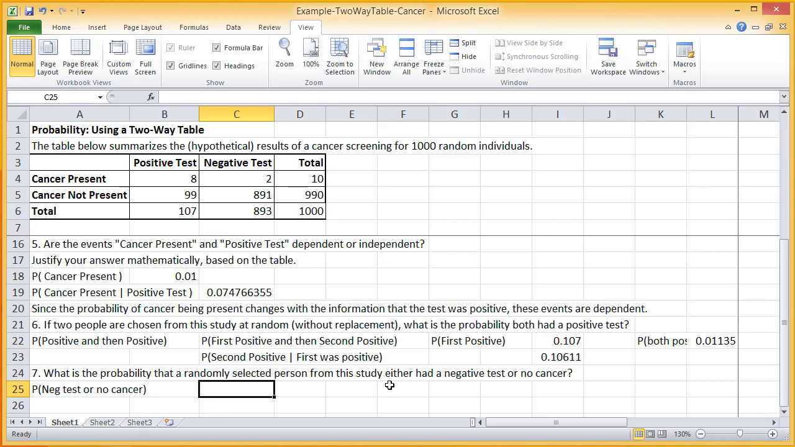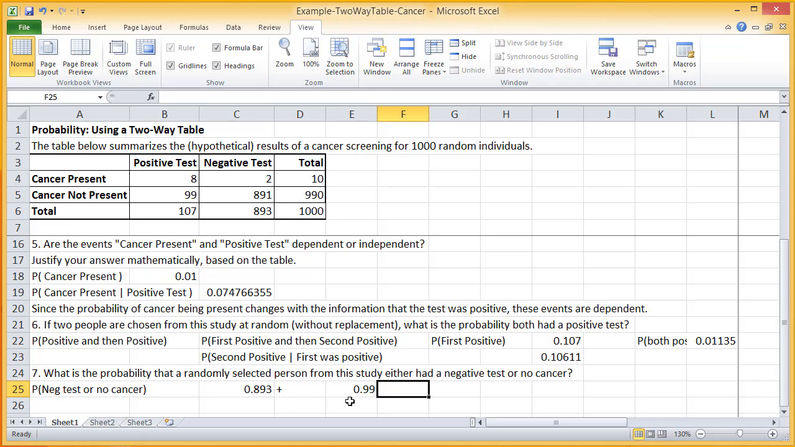So with the negative test, if we look at the table, we have 893 people had a negative test out of 1,000. So 893 out of 1,000. 893 divided by 1,000 is 0.893. And we want to add to this, we want to add no cancer, the probability the person has no cancer. So in the study, 990 people in total had no cancer. So equals 990 divided by 1,000.